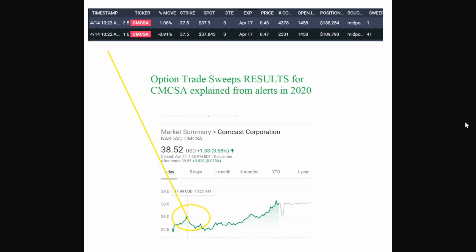Option trade sweeps results for CMCSA, explained from alerts in 2020. As you can see here, at 10:22 in the morning and 10:23 in the morning, Eastern time zone, on 4:14, right here at the peak of the day.